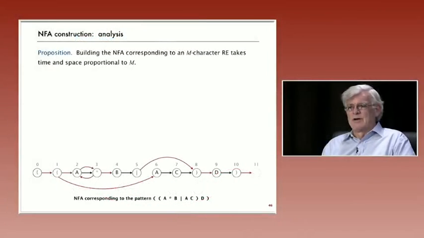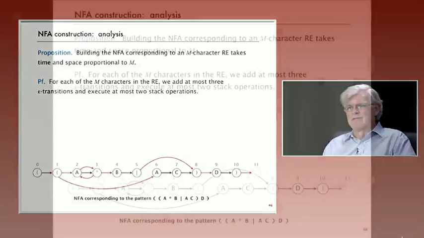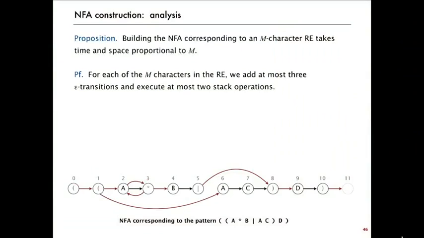And so the final step is the analysis. That's going to take time and space proportional to m, and that's immediate because for every character we do at most 2 stack operations and add at most 3 epsilon transitions, and this is a generous upper bound. Time and space proportional to the number of characters in the regular expression. So that's how we get the NFA constructed.